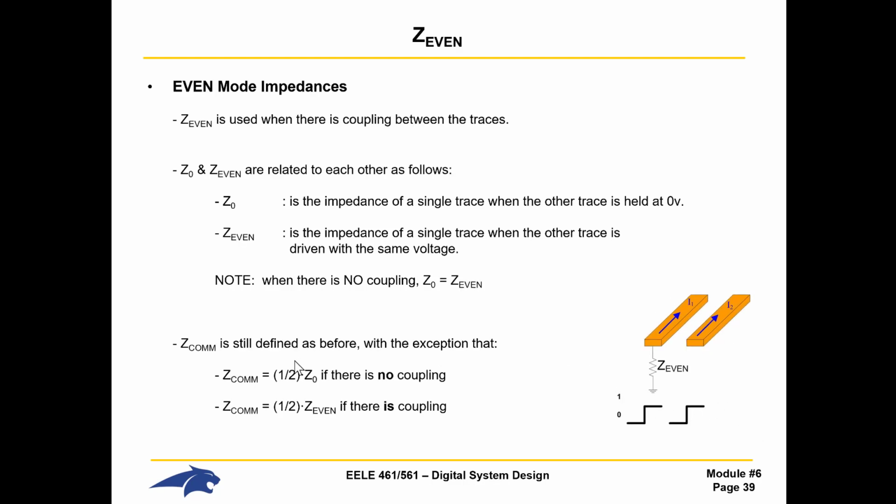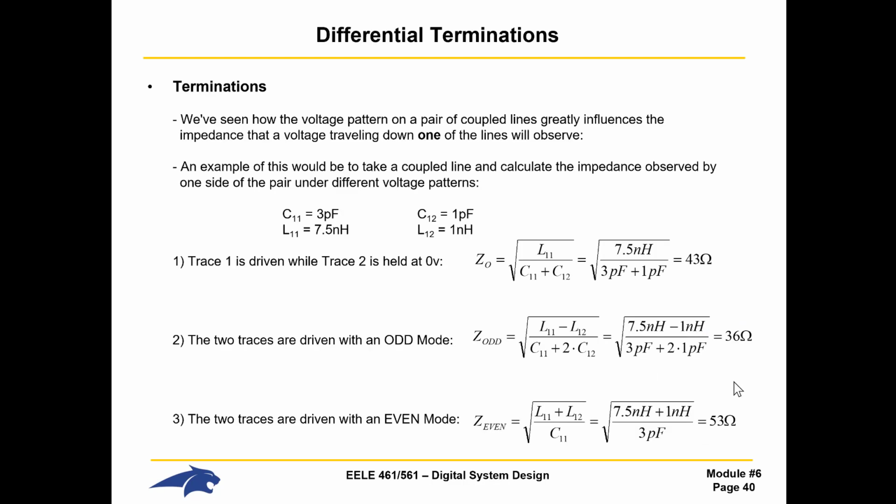Okay, what about even? Same thing. Z common is 1/2 Z naught if there's no coupling. When you drive both of them the same way, you have that same relationship as Z even to Z naught, where Z even is just when they're coupled and you still drive them the same way. So Z common is 1/2 Z even if there's coupling. So these two are valid.